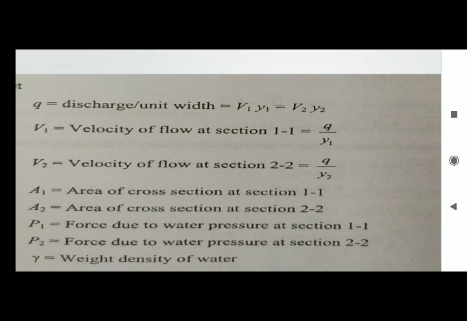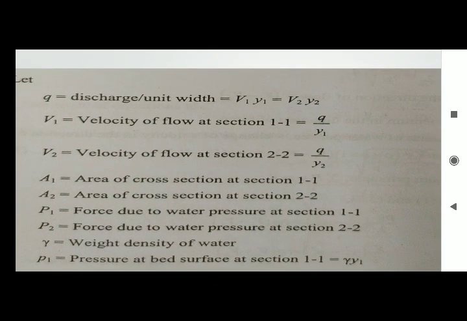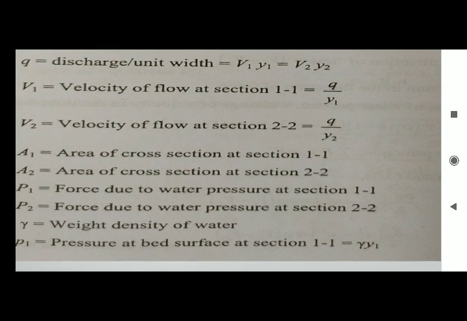Then I am taking v1 equal to small q divided by y1, and v2 equal to small q divided by y2. Then A1 and A2 are the cross sections at 1 and 2. P1 and P2 are the pressure forces due to water pressure at sections 1 and 2. The unit weight is taken as gamma.